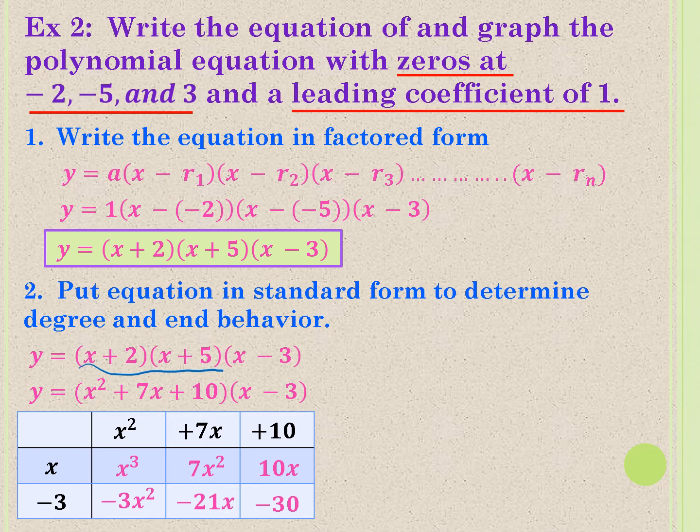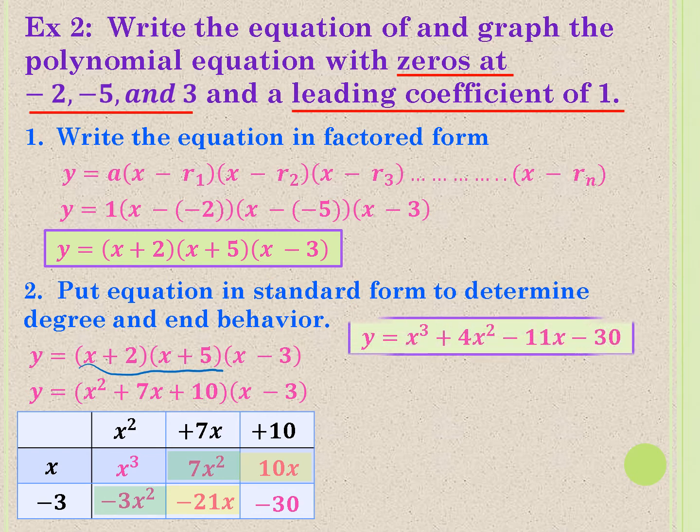Now, remember back on 5B1, we had you review multiplying polynomials. Now you know why. Okay, so we are going to combine like terms. So I have 2x squared and I have 2x's. So when I combine like terms, I get y equals x cubed plus 4x squared minus 11x minus 30. Okay, so we're in standard form. We can determine maximum number of turns. We can determine right end behavior and left end behavior.